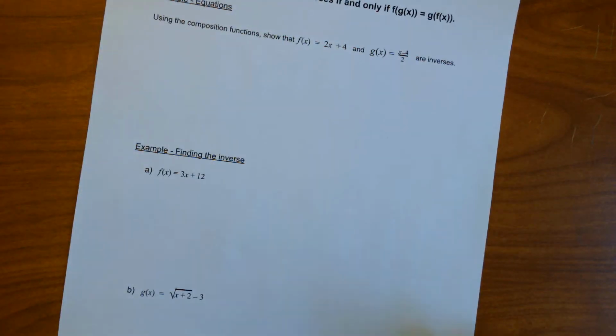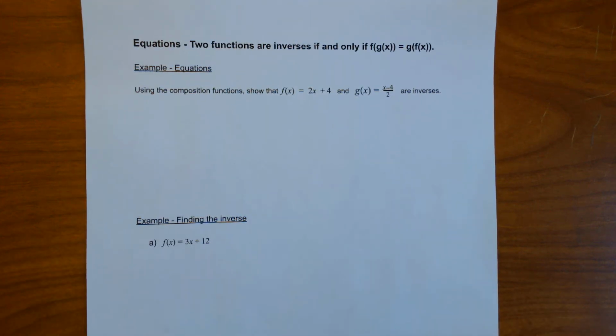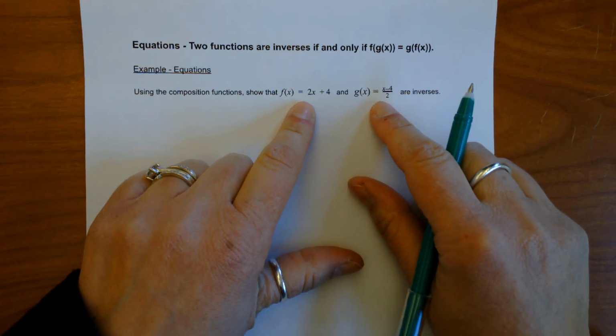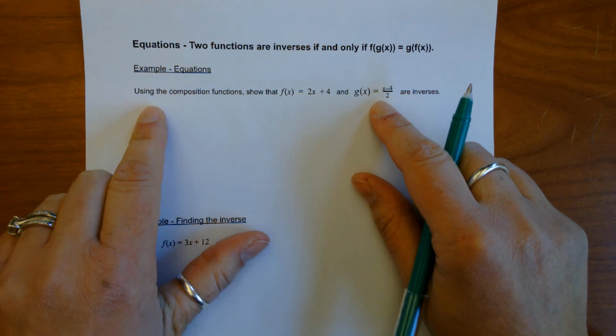Sweet. All right, and our last page are equations. So we know that points exchange, x becomes y becomes x. We know that graphs now flip over this imaginary line. How about equations? So what we're going to do is we're going to show if two equations are inverses. And what we're going to do is use composite functions.